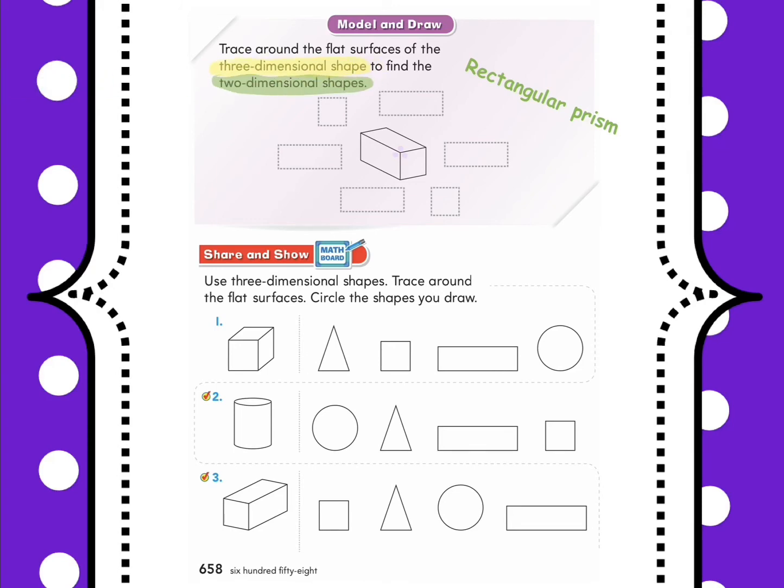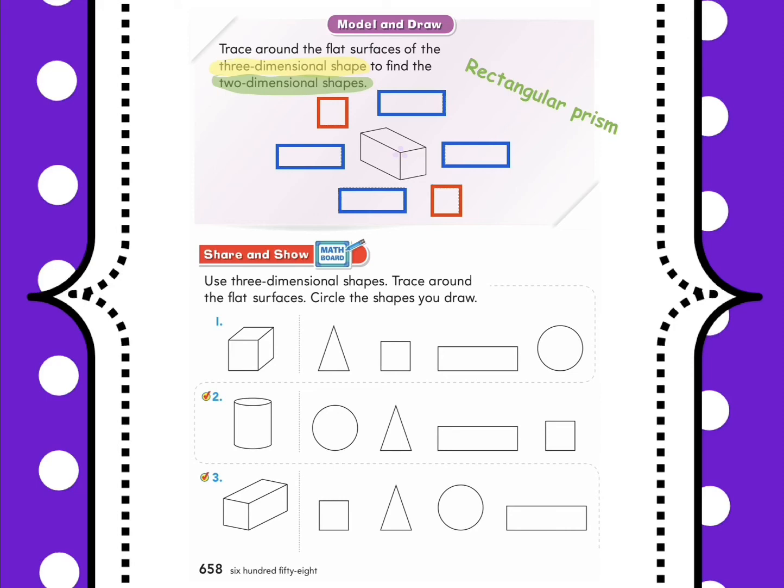If I trace every face or all the faces on this 3D shape, I will find the 2D shapes. In front of you, look at the blue color. What shape do you see? And they are 1, 2, 3, 4. Yes, these are rectangles. And on the sides, I have two other 2D shapes. What are they? Very good. They are the squares.